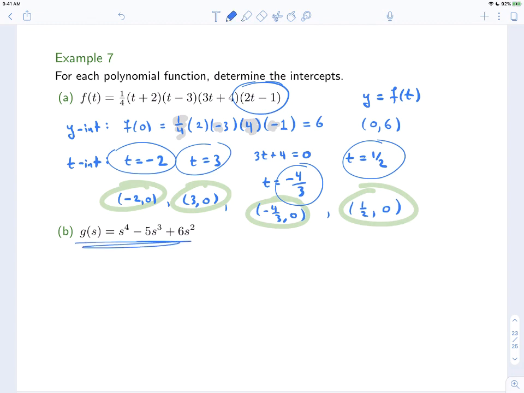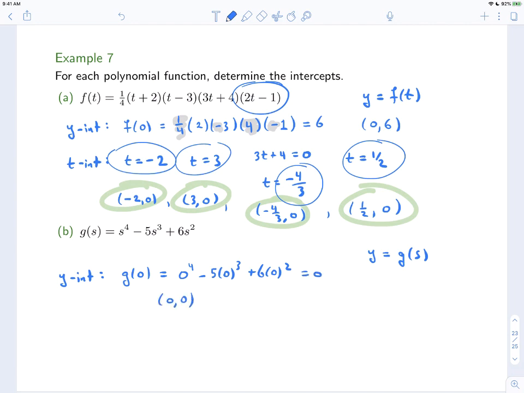All right. Well, here we have another function. This is a function of s. So our independent variable is s, and our dependent variable, we can just call that y again. So y is equal to g evaluated at s. First we'll find the y-intercept, and that's again where s is equal to 0. So g at 0 is 0 to the 4th minus 5 times 0 cubed plus 6 times 0 squared, which is 0. So the y-intercept is 0 comma 0.